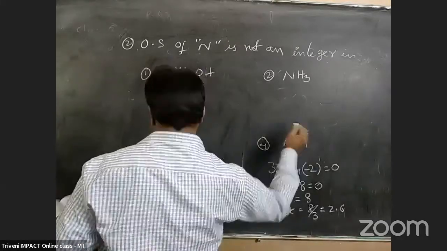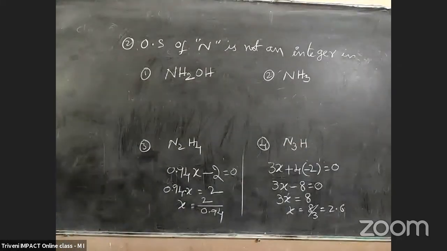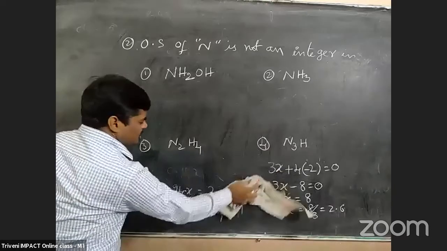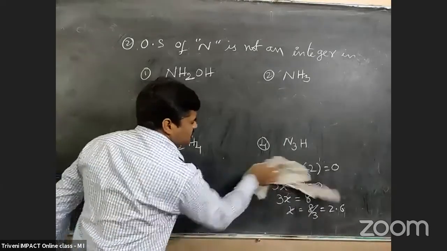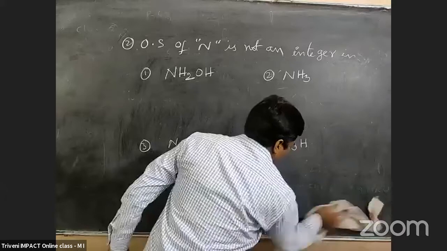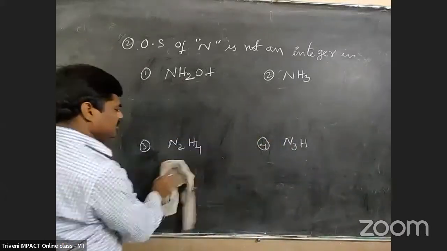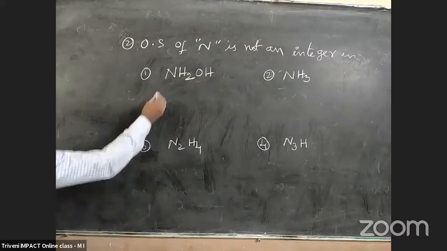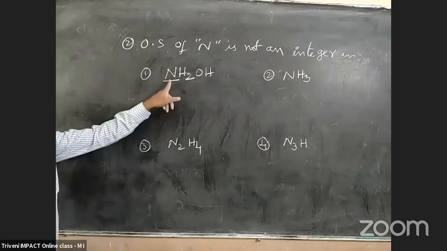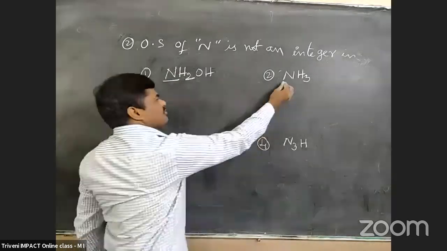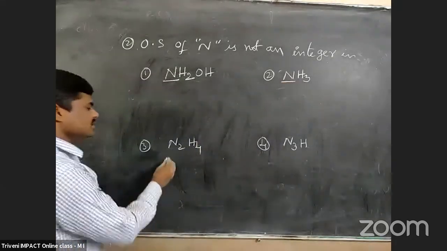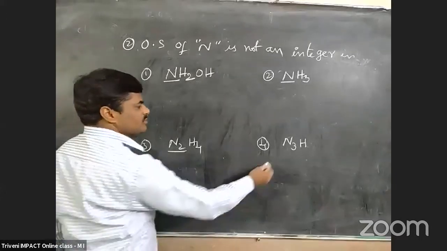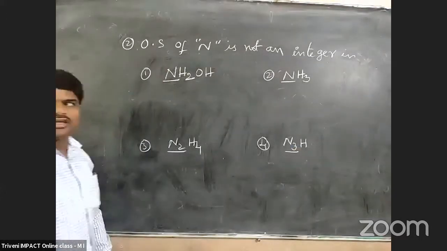Okay, please mute yourself. So all of you calculate the nitrogen oxidation state in each option. What is the oxidation state of nitrogen in each of these?